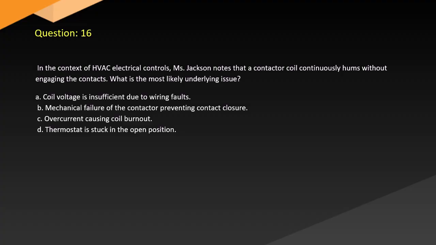Question 16. In the context of HVAC electrical controls, Jackson notes that a contactor coil continuously hums without engaging the contacts. What is the most likely underlying issue? A. Coil voltage is insufficient due to wiring faults. B. Mechanical failure of the contactor preventing contact closure. C. Overcurrent causing coil burnout. D. Thermostat is stuck in the open position.